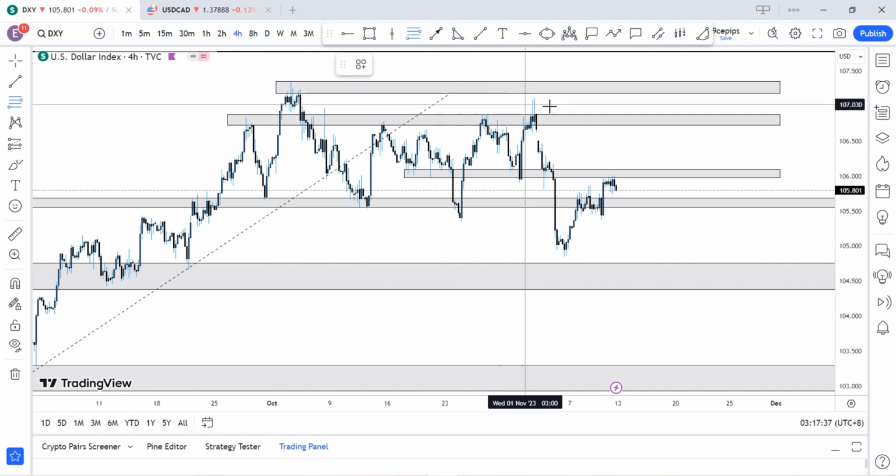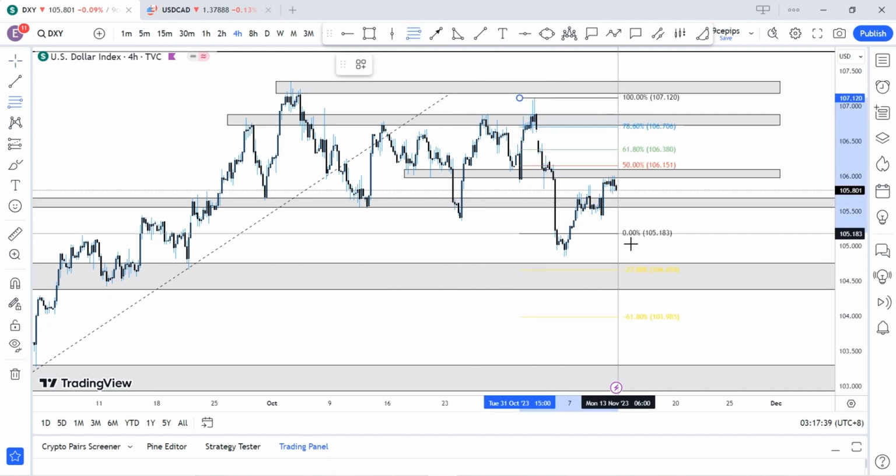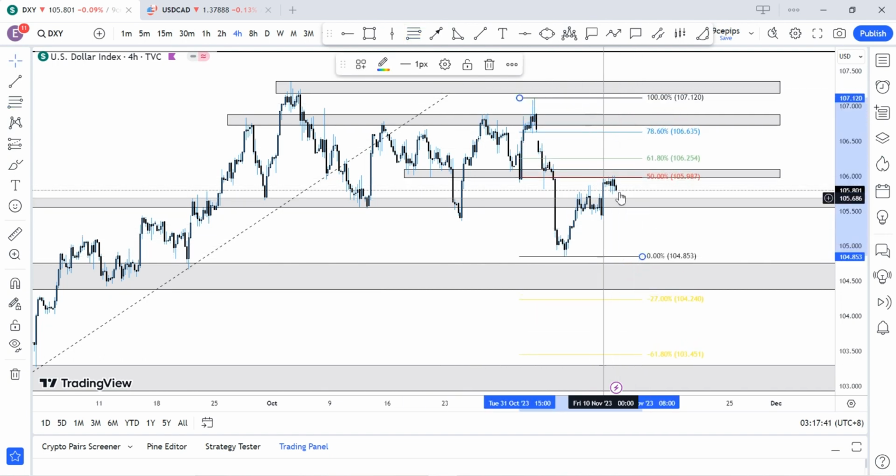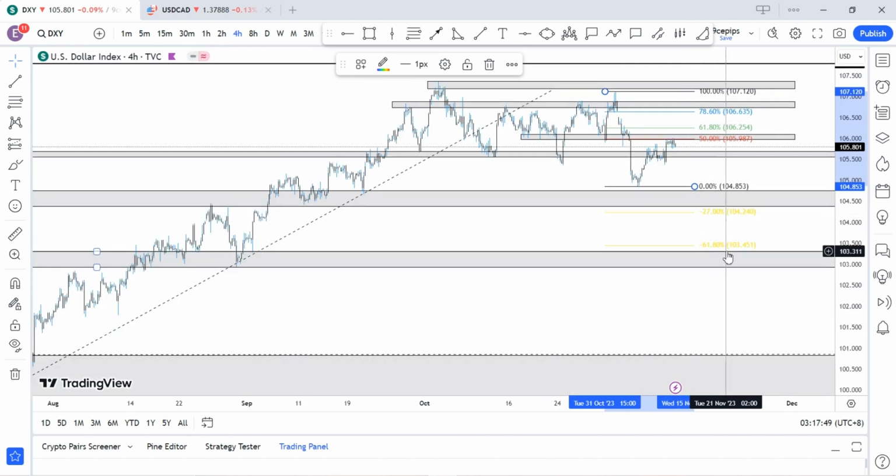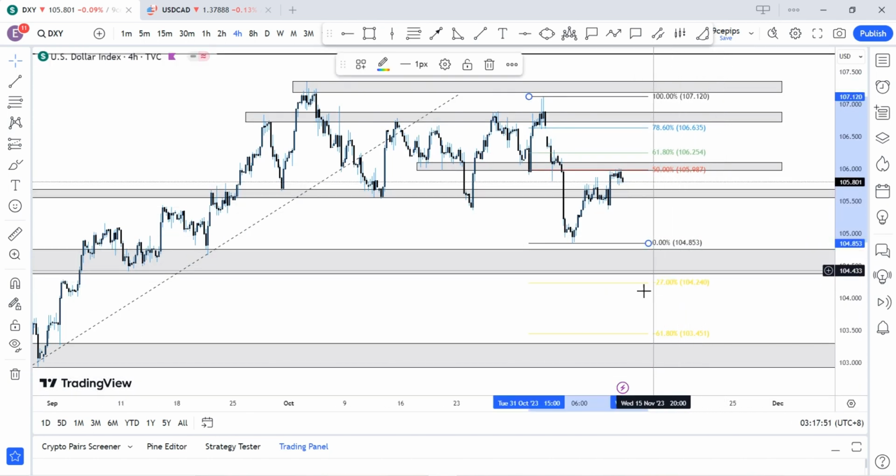If we pull up our Fibonacci retracement from this drop to this drop, we'll see price at the 50% retracement area. And what I'm looking out for is a possible continuation from that region to the downside. You can see possible take profit regions at 0.27, then 61.8 TP levels.